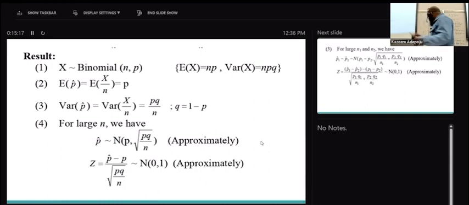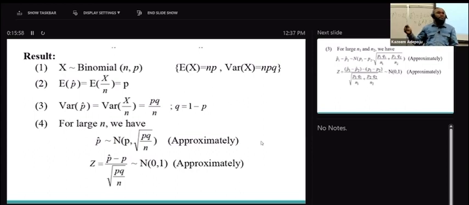N is a constant, right? It doesn't matter if I'm not able to finish this today, but I need you to understand. That's what concerns me. Now we want to find the expected value of P cap, and that will be the expected value of X over N. N is a constant. That will be 1 over N times the expected value of X. Now, what is the expected value of X from binomial? NP. What do you have now? P.